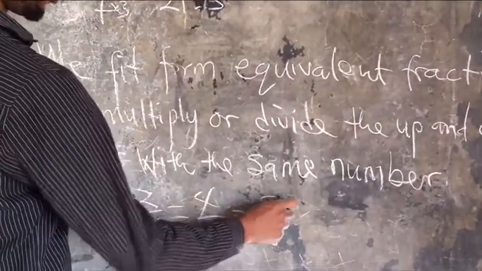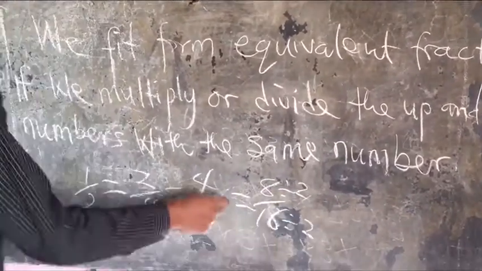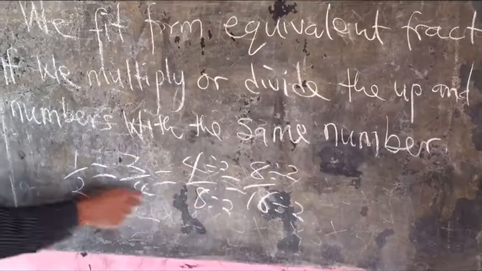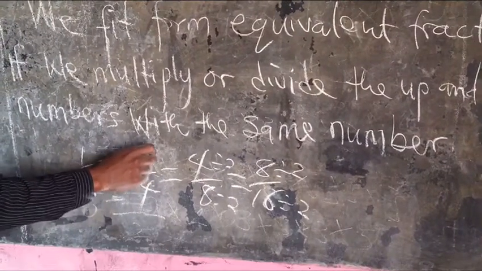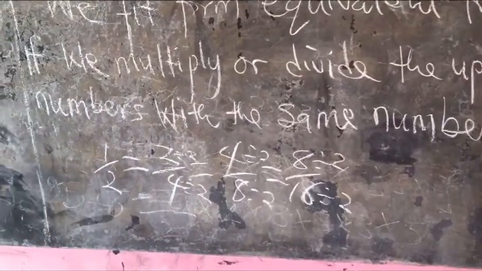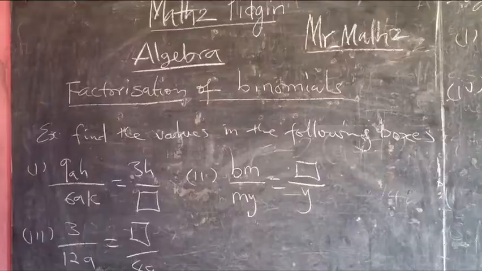Even if we divide, if we divide by 2 again, we will come back to that. We divide this one by 2, divide this one by 2, we'll come back to this place. We divide this one by 2, divide this one by 2, we'll come back to this place. So all these ones are equivalent fractions.